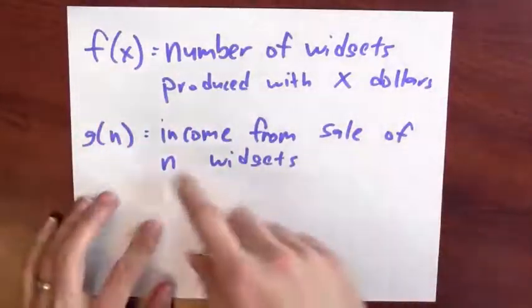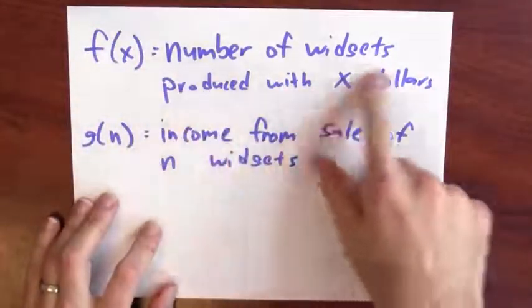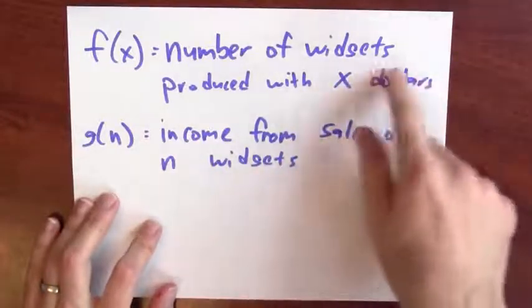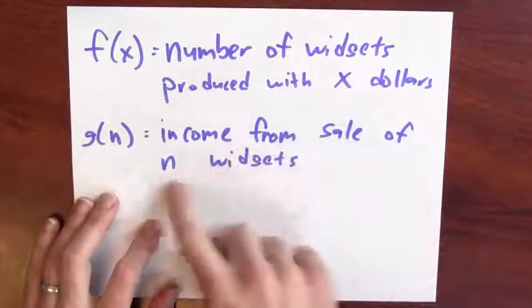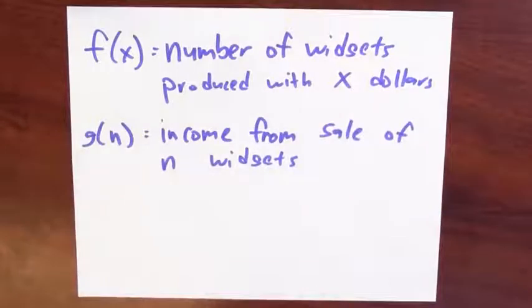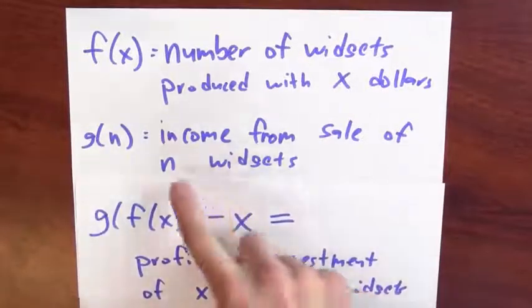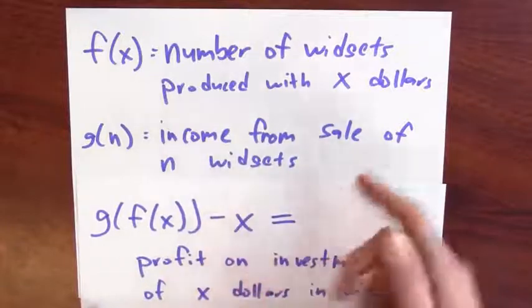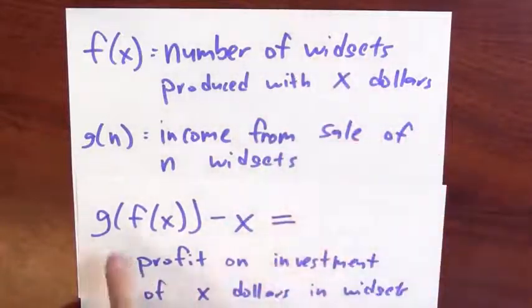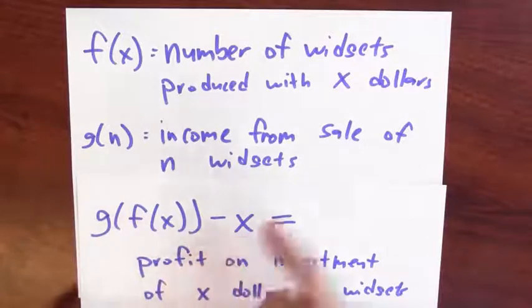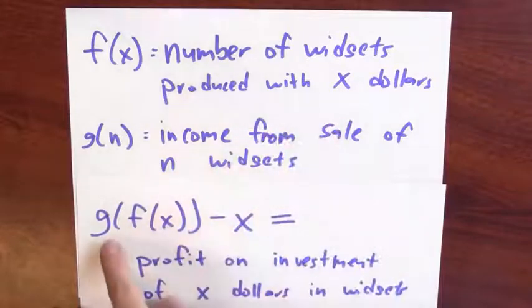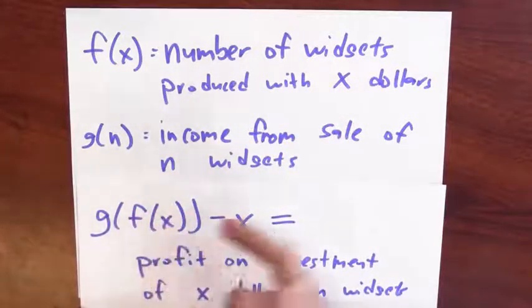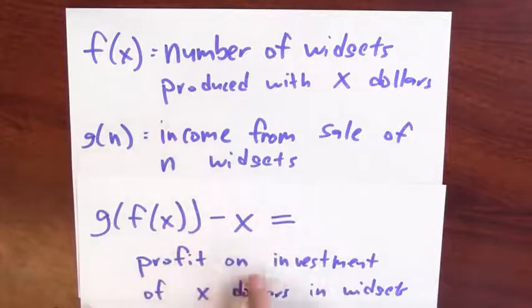Here's a concrete example. Suppose that f of x is the number of widgets produced with an investment of x dollars. With more money, maybe you can build more widgets. Suppose g of n is the income that you get by selling those n widgets. Well, what you're probably really interested in is not exactly how many widgets you produce. What you'd like to know is, for a given investment, how much money are you going to make? Well, that's g of f of x minus your initial investment. g of f of x is how much money comes in when you sell the widgets that you produced with your initial investment of x dollars. This quantity is measuring the profit on an investment of x dollars in widget production.